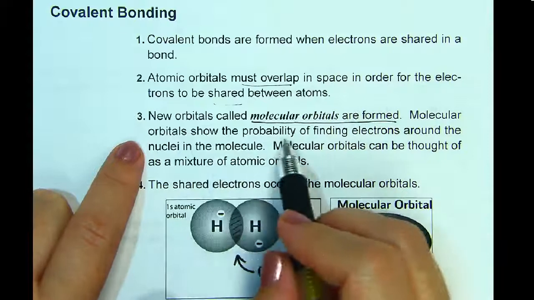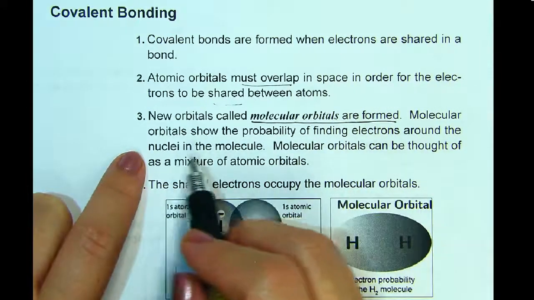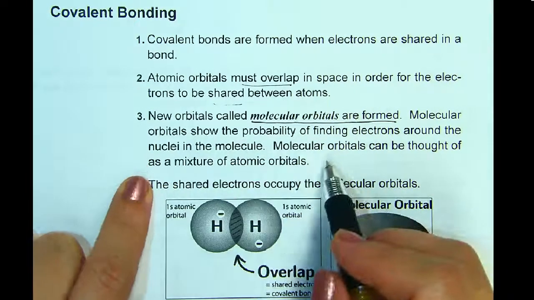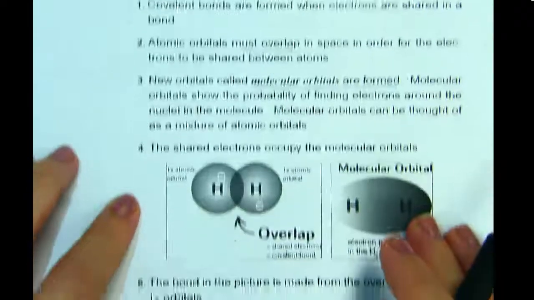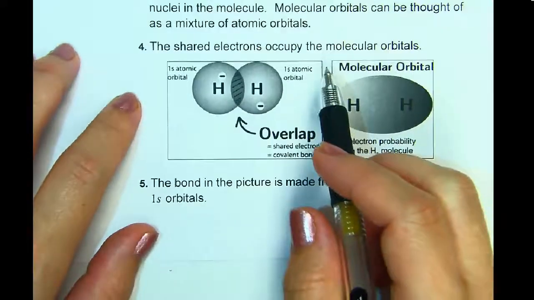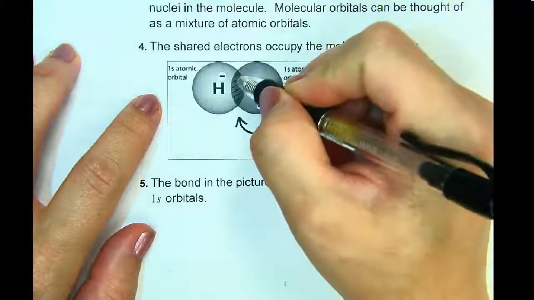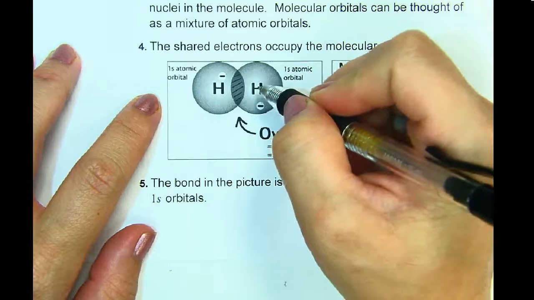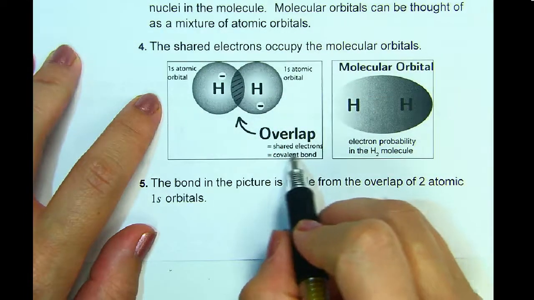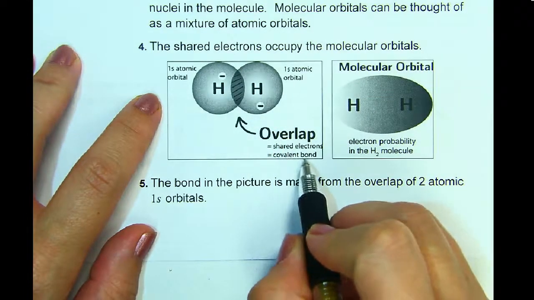Molecular orbitals show the probability of finding electrons around the nuclei in the molecule. Molecular orbitals can be thought of as a mixture of atomic orbitals. The shared electrons occupy the molecular orbitals. So here, in this space of overlap between the two 1s atomic orbitals of these hydrogens, is where the electrons are shared and a covalent bond is formed.